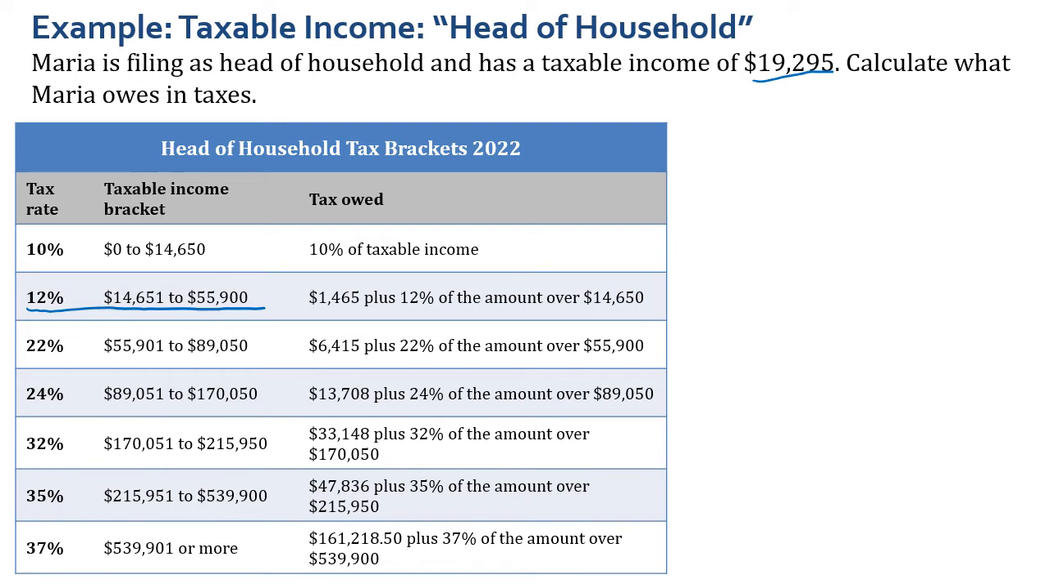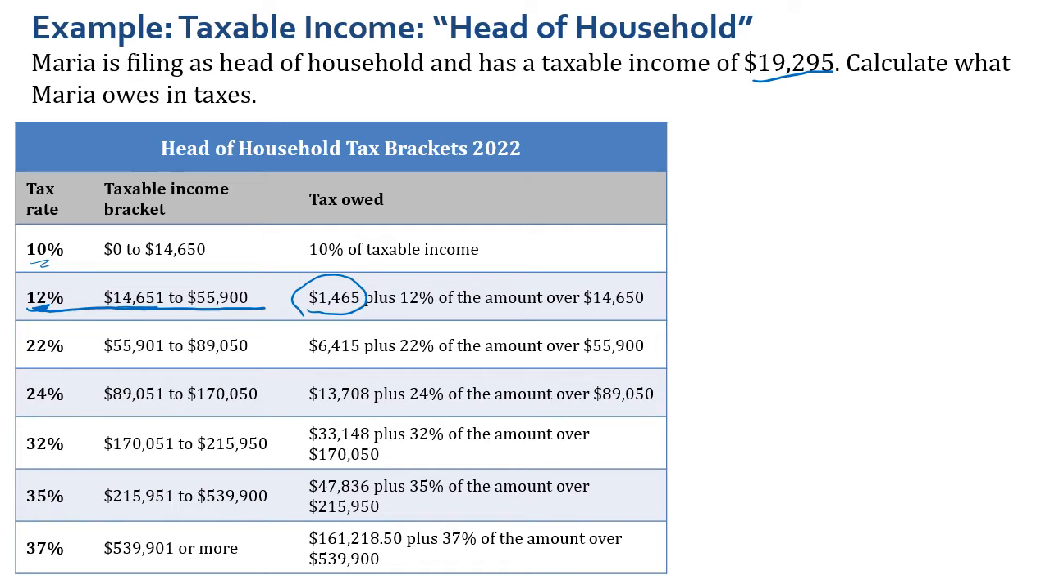The way that taxable income works is that for the first $14,650, she's just going to be paying 10% on that. And that's what this value is here, 10% of $14,650. And then she'll owe 12% just on what is above that.